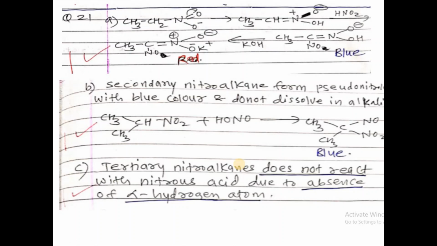Question number 21. How are primary, secondary and tertiary nitroalkanes distinguished using HNO2 or nitrous acid? We have here taken primary nitroalkane, secondary nitroalkane, and tertiary nitroalkane. Tertiary nitroalkane does not react with nitrous acid due to absence of alpha hydrogen atom. In case of primary nitroalkane, there are 2 alpha hydrogen atoms present. This is a NO2 group, and 2 alpha hydrogen atoms are present.